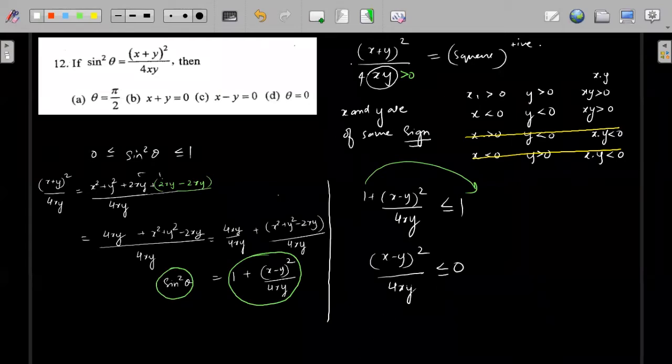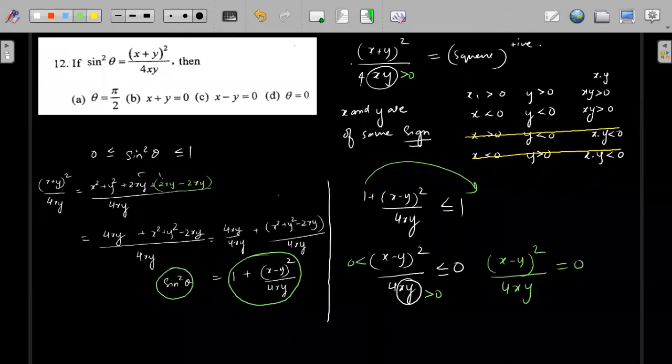Understood? Now see, the denominator part is always positive because we have already seen that xy will be greater than 0. So the denominator is greater than 0, numerator is greater than or equal to 0, and I'm saying this whole thing is less than or equal to 0, then there is only one possibility left. Only when (x minus y) whole square by 4xy is equal to 0, this is possible.